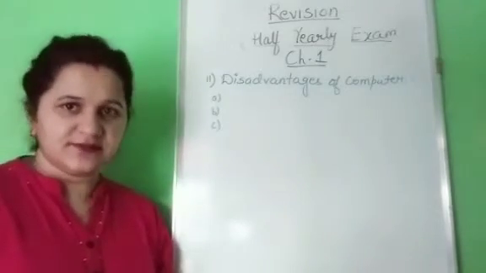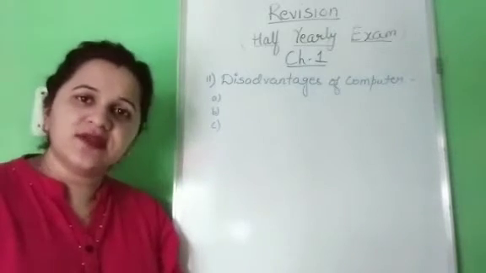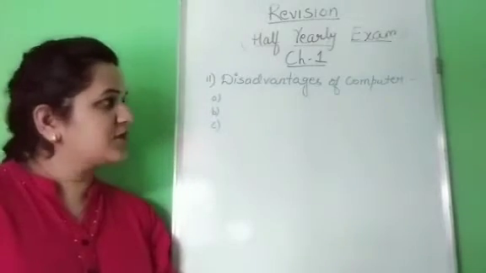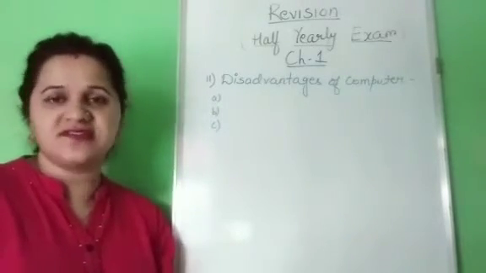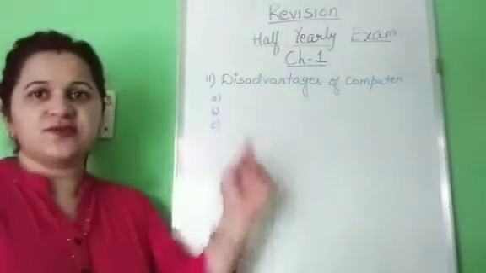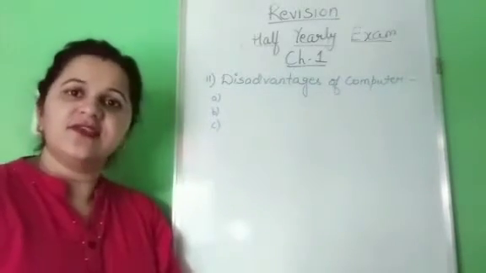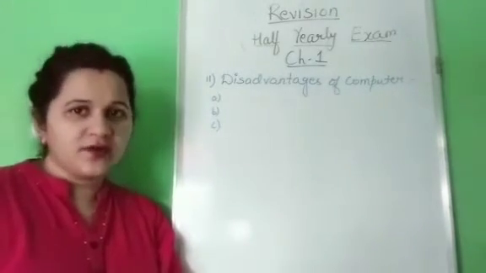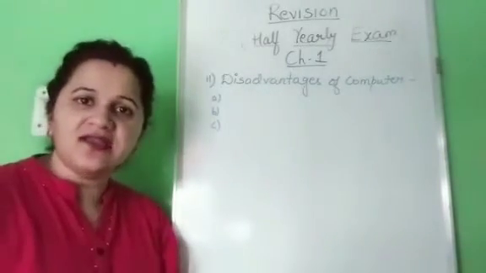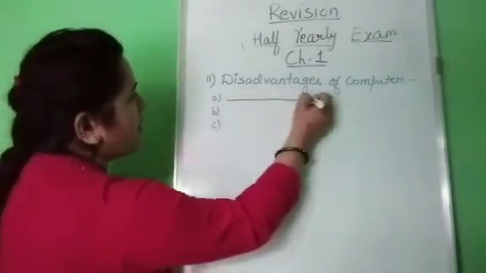Question number 11. Disadvantages of computer. Now, disadvantages means the bad side of a computer. So, children, in your book, 4 disadvantages are given. You can write any 3 of them. Okay, write down. First one is effect on environment. E-double-F-E-C-T. Effect on, O-N, on environment. E-N-V-I-R-O-N-M-E-N-T.